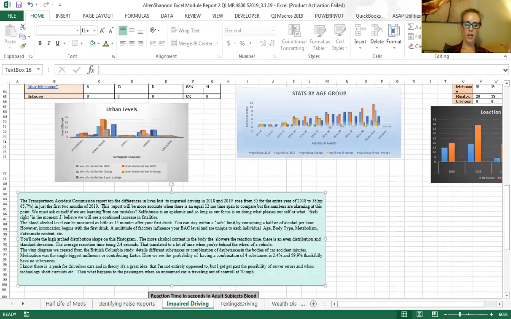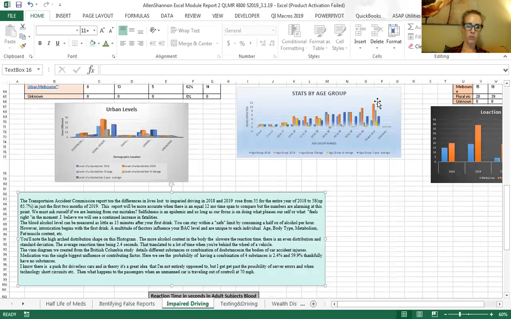It's huge. However, it's important to note that the data for the 2019 reading is for only 2 months. So the report will be more accurate when there's an equal 12-month time span to compare, but the numbers are alarming even at this point. So we have to ask ourselves if we're learning from our mistakes, or I believe selfishness is a huge problem. It's like becoming an epidemic. And so long as our focus is on doing what pleases ourselves and what feels right in the moment, then I believe we will see a continued increase in fatalities due to impaired driving.